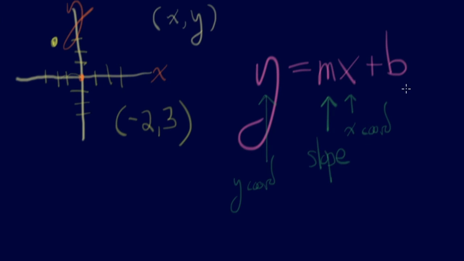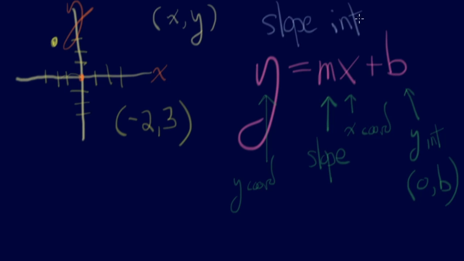And the b is really, really cool. This is the y-intercept. This is where it crosses the y-axis. And it's always going to be 0, whatever that number is, 0, b. So this is called slope-intercept form. And that's what that little equation is. And you're going to see most things in slope-intercept form. And you might see things in a different form, and that's called standard. But I just want to point this one out, because this is going to be the one that we're going to be using the most.